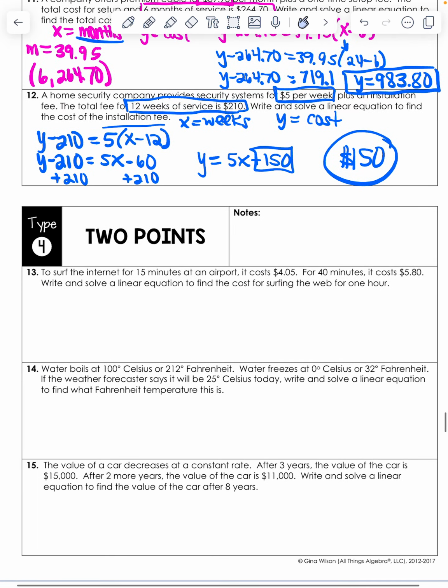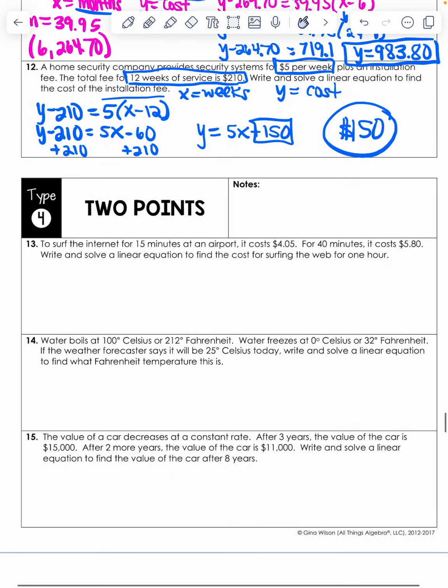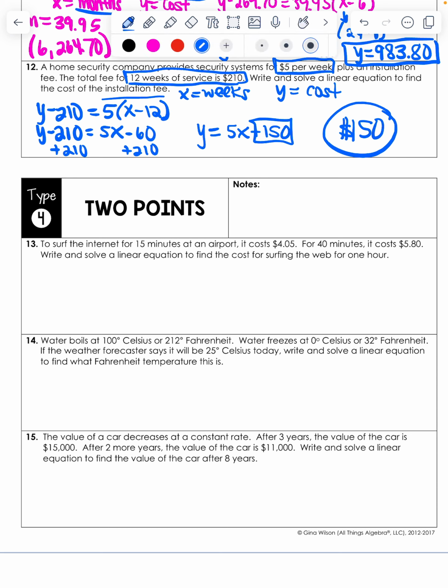Type 4, excuse me, the hardest type I feel like is when 2 points are given. So when 2 points are given, you have to first make sure the variables are lined up, that you're putting the right thing in the right place. It does matter. Cost is always going to be y, and then whatever the other variable would be x. Some of these questions are going to be about cost, and then other ones are not. So we have to really be careful with what we're going to be replacing in for x and y.